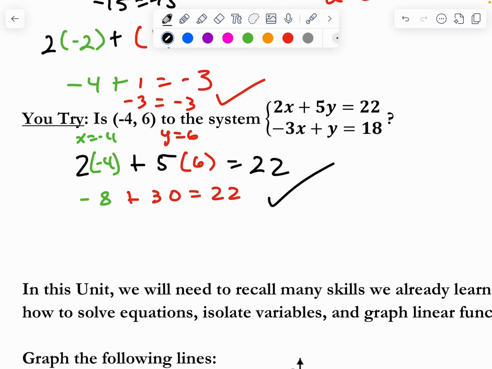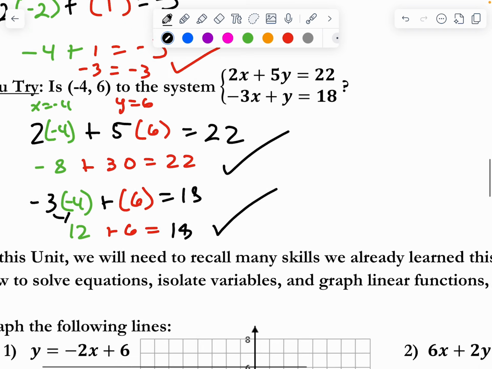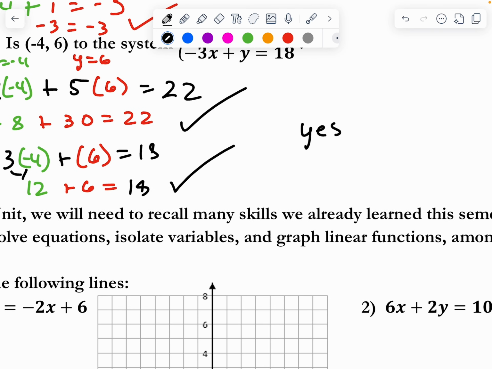So I'm going to rewrite this, but without the variables. Negative 3, parenthesis, negative 4, plus 6, right? Just y. Does that equal 18? This is negative 12 plus 6. Ooh, actually, no, this is positive 12, right? This positive 12 plus 6 equals 18. Right, this is because a negative times a negative equals a positive. 12 plus 6 is indeed 18, so this is true. So yes, this is a solution.